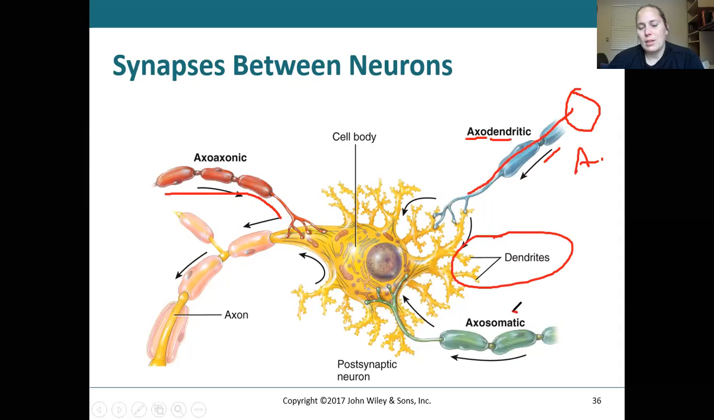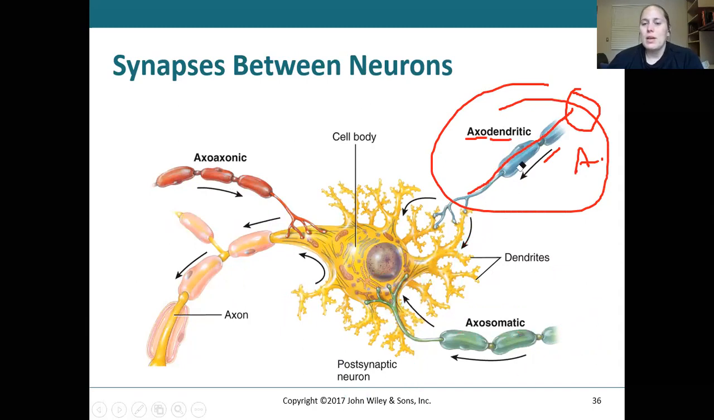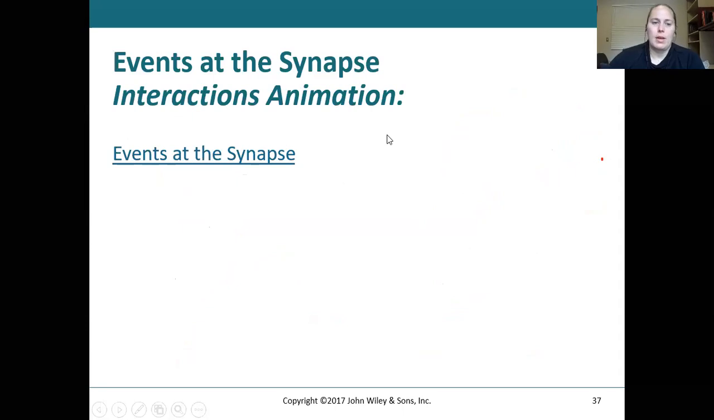And then you can have an axosomatic synapse, meaning that you've got a cell sending a signal and releasing neurotransmitter onto the body of the cell. Now, normally what we're going to be looking at is axodendritic. It's probably just the most prototypical type of interaction that happens. And so for the remaining slides, we'll be focusing on axodendritic projections or interactions. Okay, events of the synapse, again, a very dynamic process.